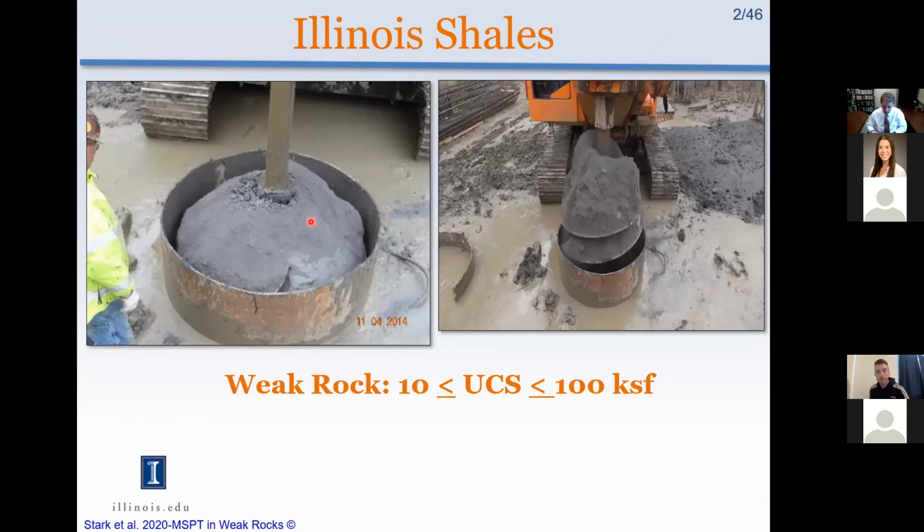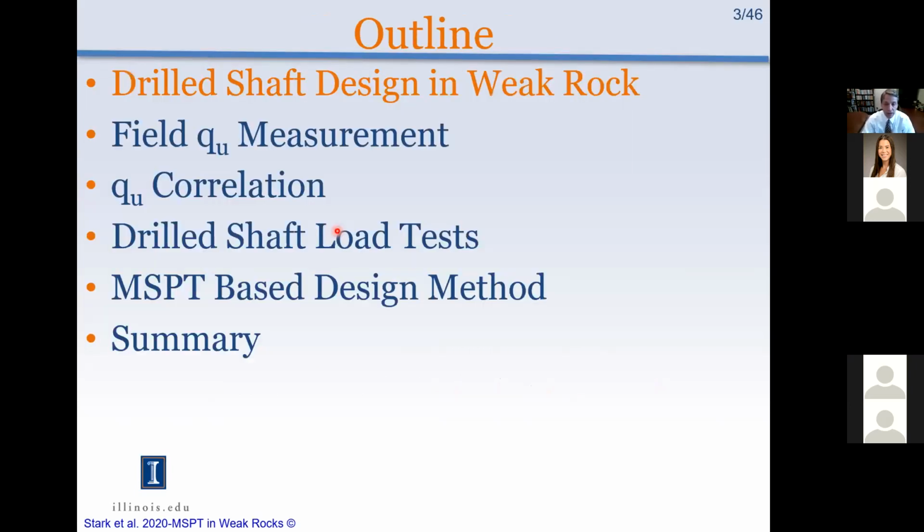Drilled shafts in shales in Illinois, and so this is a weak rock with an unconfined compressive strength between 10 and 100 KSF. Here's a couple pictures of drilled shaft construction in the shale. That gray material is ground up shale. It's a sedimentary rock that is prevalent throughout the state, and frequently IDOT structures such as bridges are founded on this material. So, drilled shaft design in weak rock.